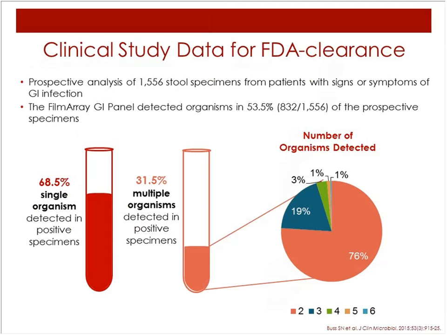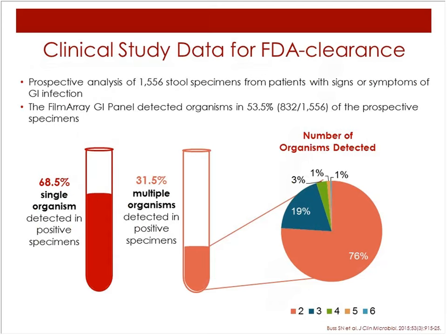For submission to the FDA, there was a multi-center prospective study that was conducted at four facilities. 1,555 stool samples were collected from patients with signs and symptoms of gastrointestinal infections and were enrolled and tested on the GI panel. Comparator testing included stool culture, real-time PCR, and sequencing.